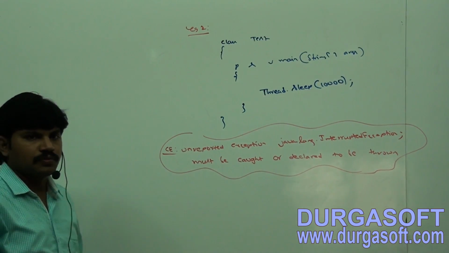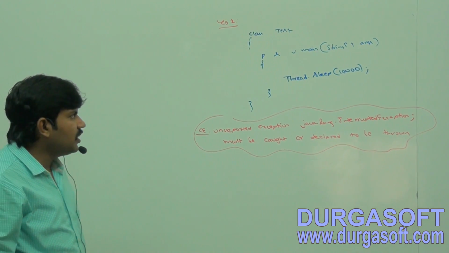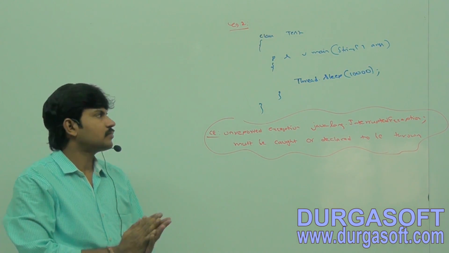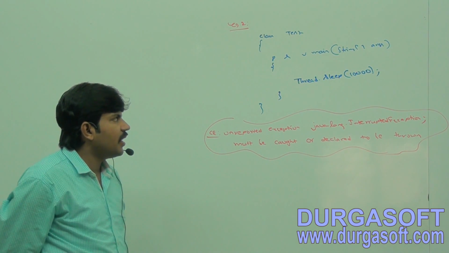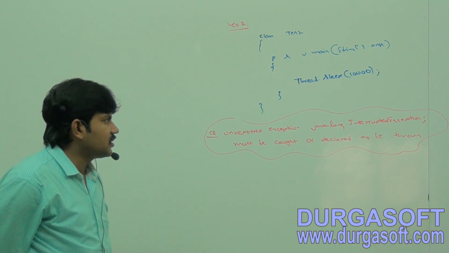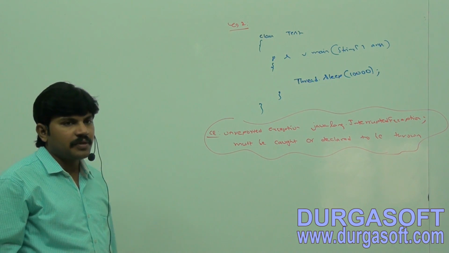Add example 2. Class Test, public static void main, String array args, Thread.sleep of 10,000. Add that compile-time error also.